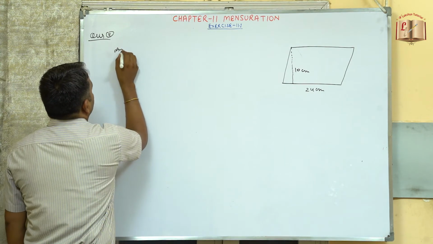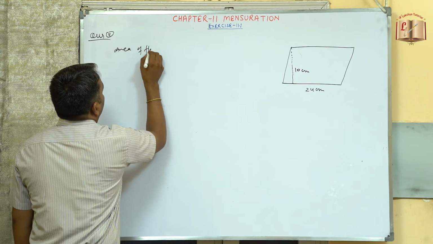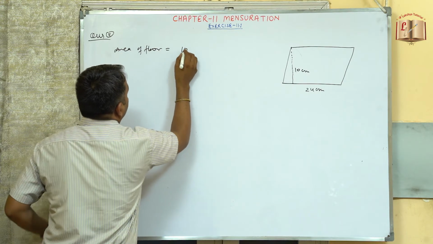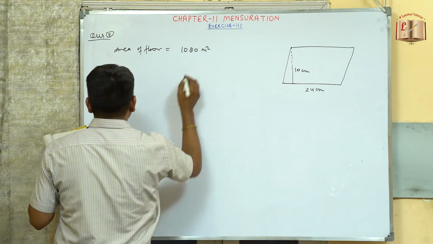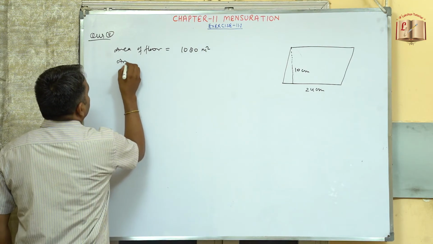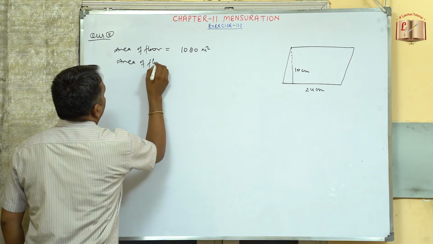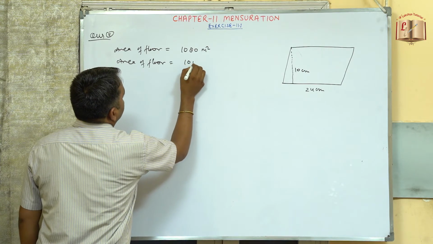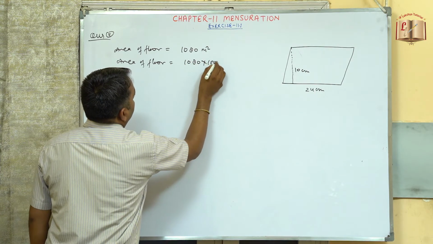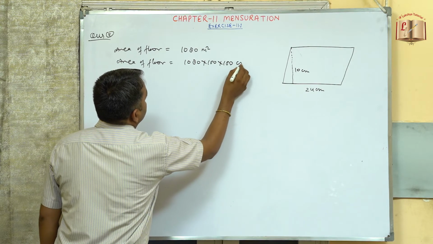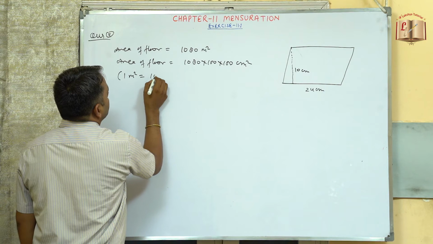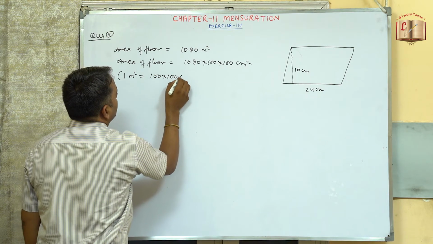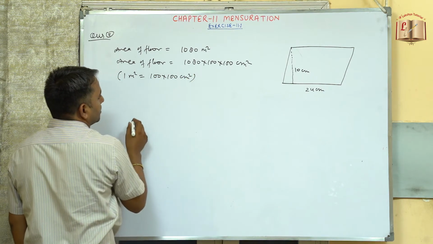So the area of the floor is already given. This is 1080 meter square. So the area of the floor can be 1080 into 100 into 100 centimeter square, because we know 1 meter square is equal to 100 into 100 centimeter square.